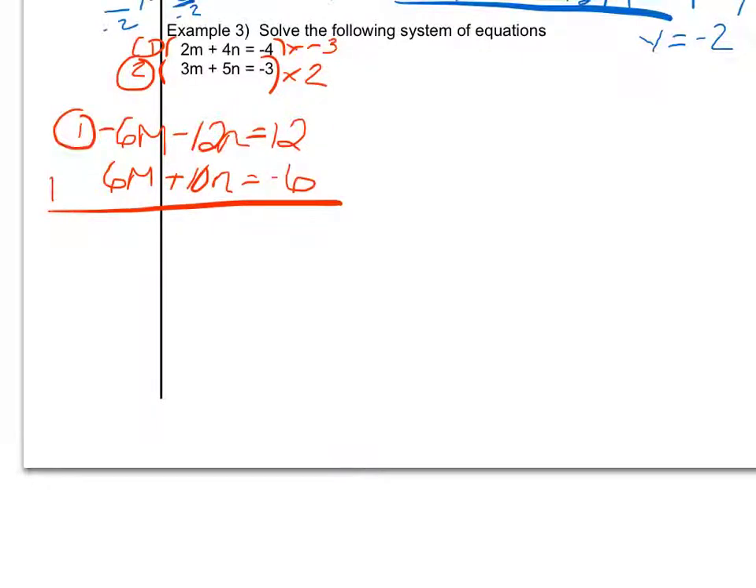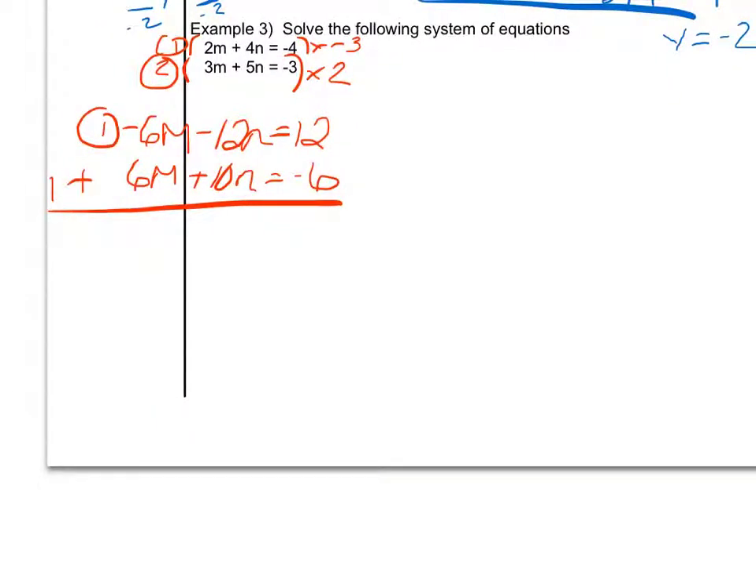So I'm going to go ahead and add my equations. Negative 6 and positive 6, those are going to cancel out. They add to be 0, so I don't have to worry about my m anymore. Go ahead and cross them out. Negative 12 and positive 10 does add to be negative 2n. 12 and negative 6 adds to be 6. Going ahead and dividing both sides by negative 2, I get n equals negative 3.